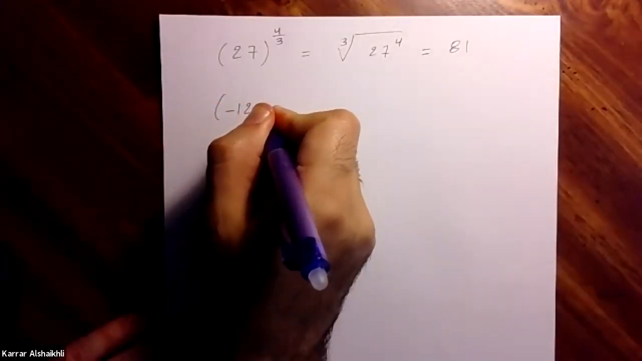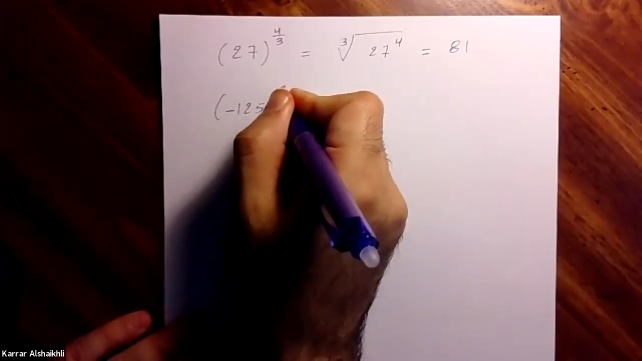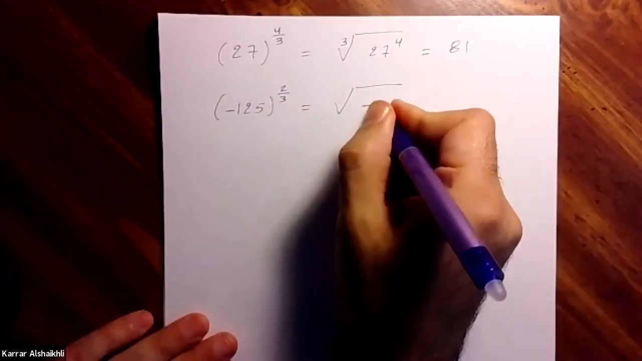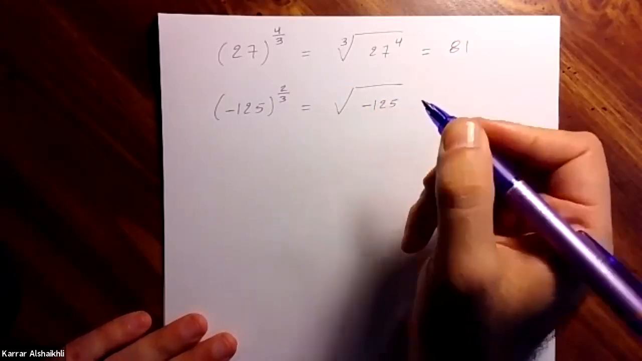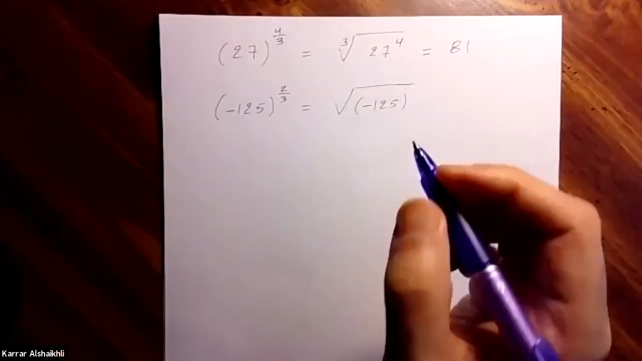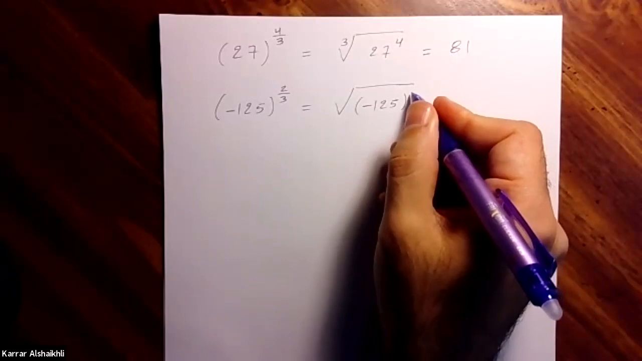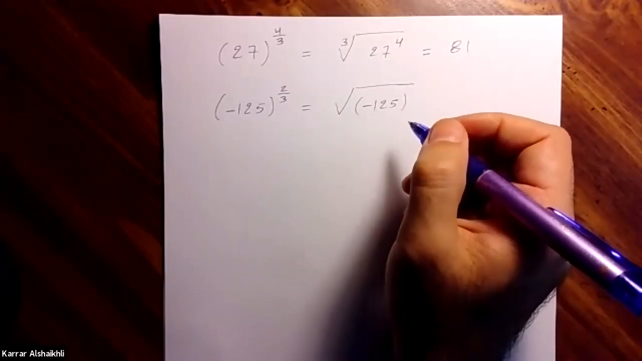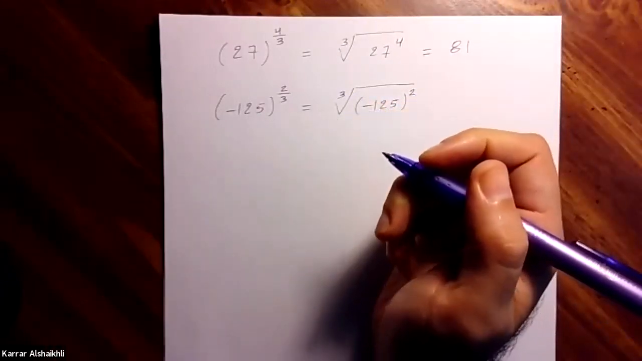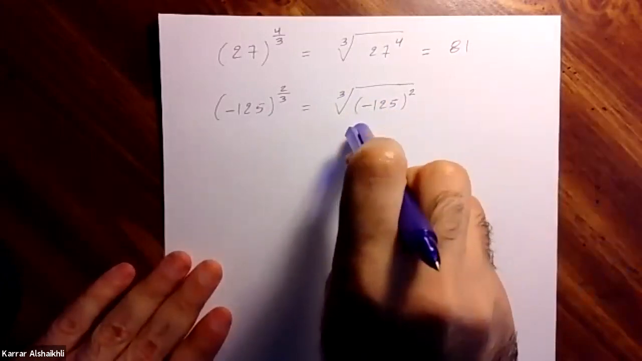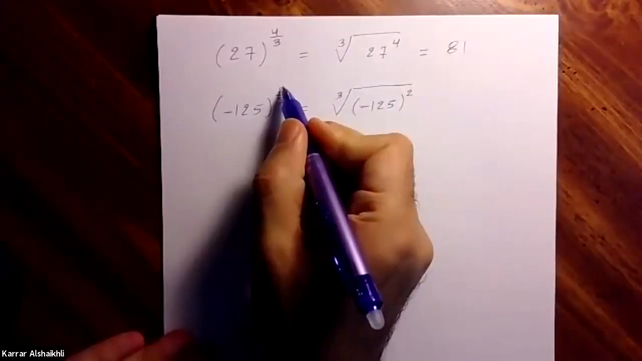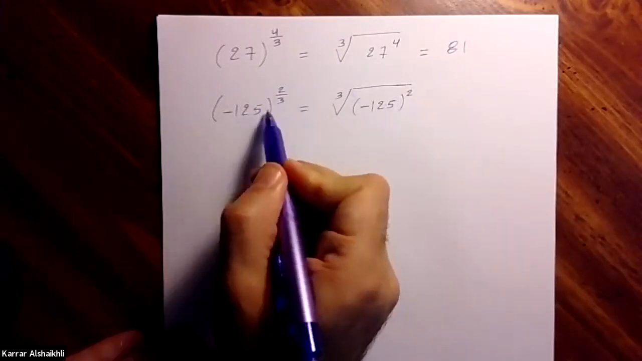Negative 125 to the exponent 2/3. So we're going to do the same thing. Here is negative 125. How many parentheses do I have to put, because there is a negative sign? Here, how much? 2. And here, 3. So when we put the negative 125 on the calculator, it will be in parentheses? Yes, because the square applies to everything inside.